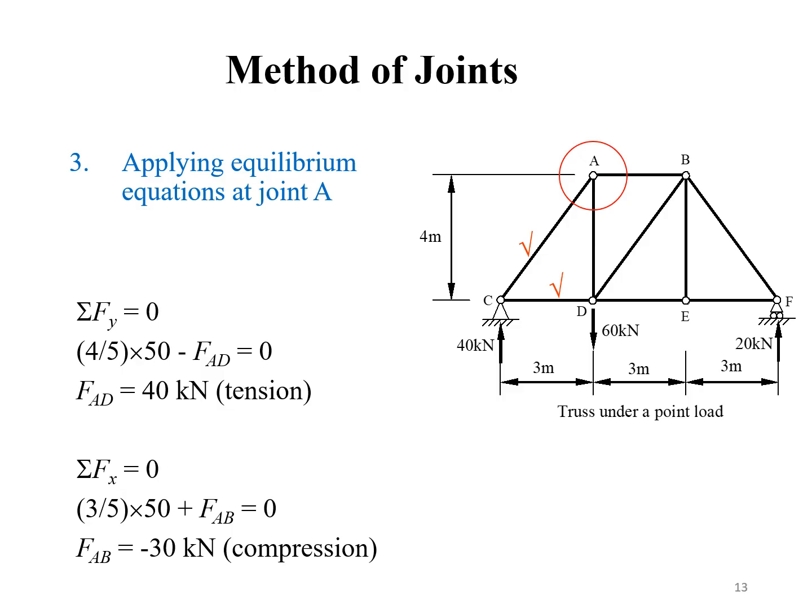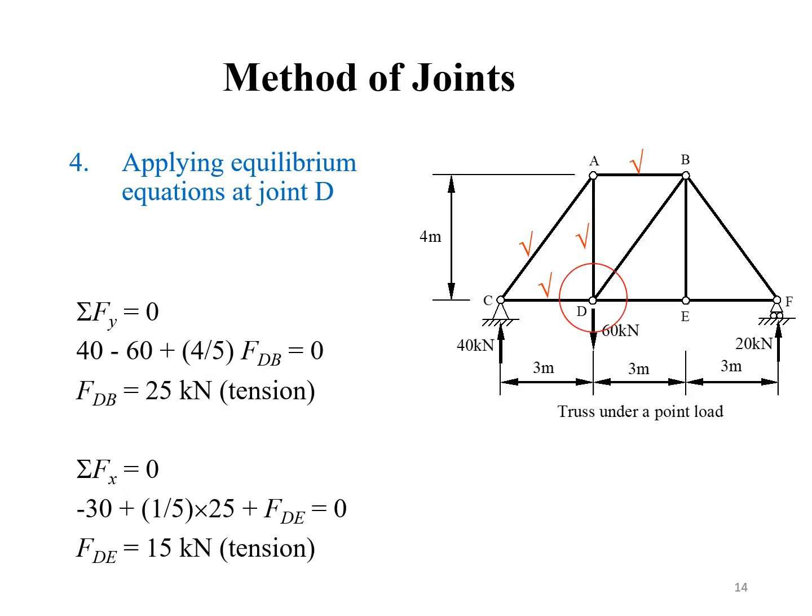We can repeat this process for joint A. We can start by considering equilibrium of the vertical forces, which allows us to calculate the force FAD, and then we can consider equilibrium of the horizontal forces to calculate FAB. Then we need to work through all of the remaining joints, joints D, E, F, and B, one by one.